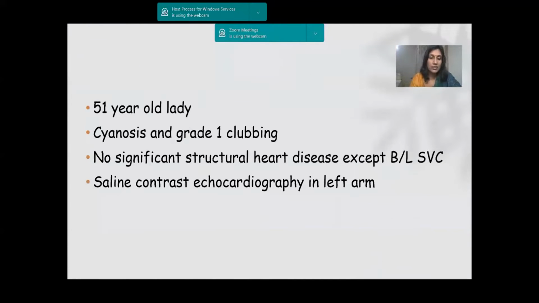A 51-year-old lady presented with cyanosis and grade 1 clubbing. There was no significant structural heart disease except for bilateral superior vena cava.